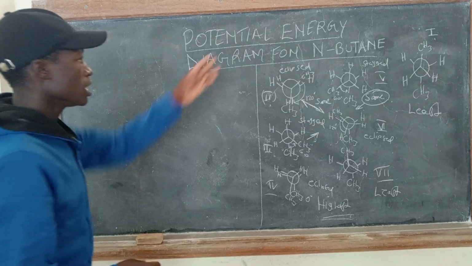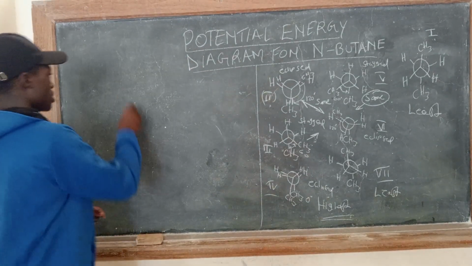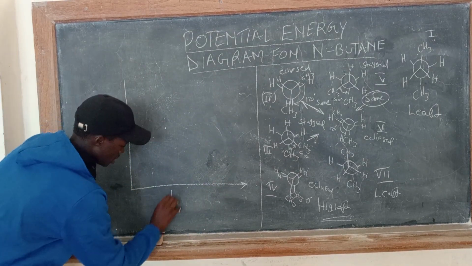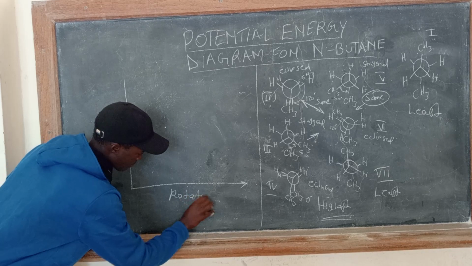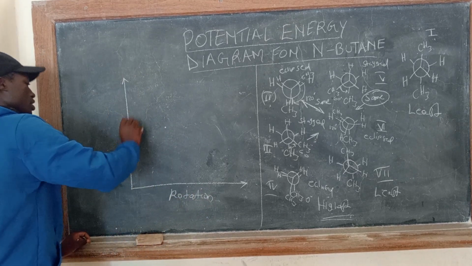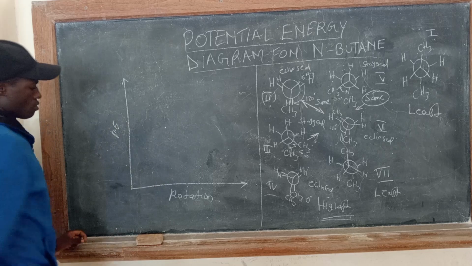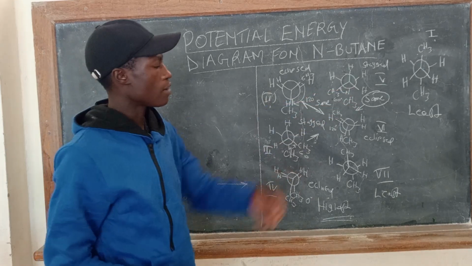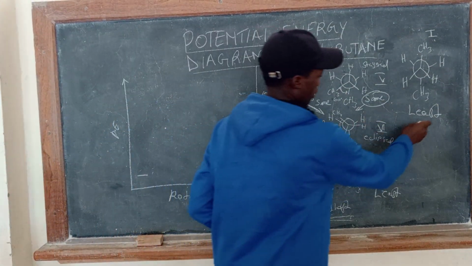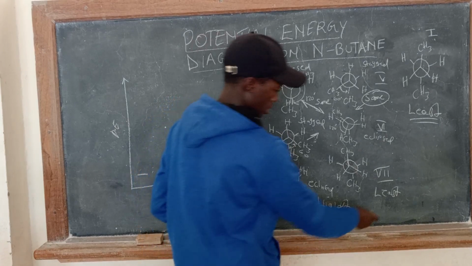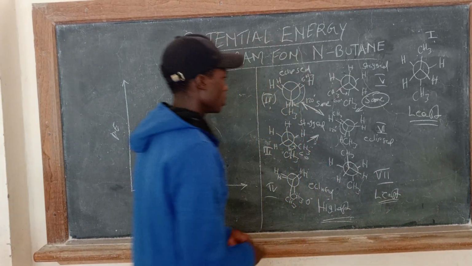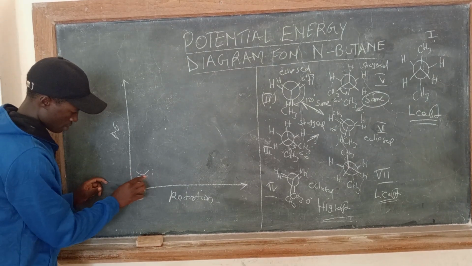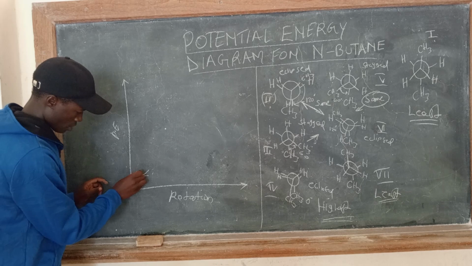Okay, now let's draw the potential energy graph. So here's the rotation. Then this side you have the potential energy. So let's get started. What's our first? Our first was this one, the least amount of energy. And number 7. So it's going to be at the bottom. Just pull it this way. It will be the bottom.